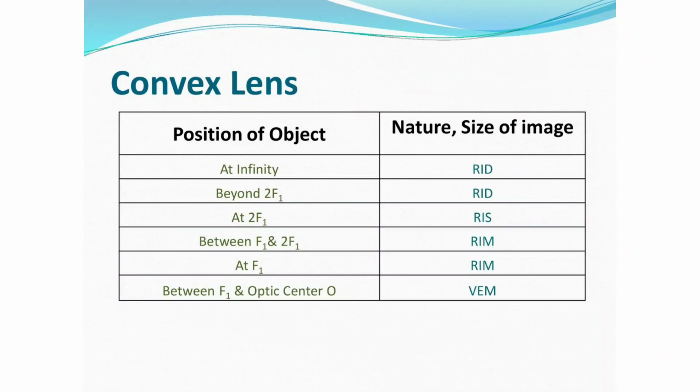Similarly with the convex lens also, you have to remember the positions of the object: at infinity, beyond 2F1, at 2F1, between F1 and 2F1, at F1, between F1 and optic center O. The mnemonic will be: the first two RID, the third RIS, the fourth and fifth RIM, and the last one VEM. This is how you remember the nature and size of the image for the convex lens and concave mirror.